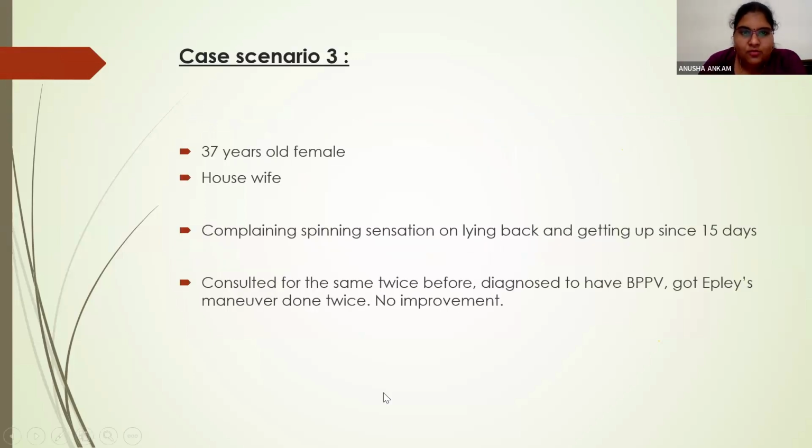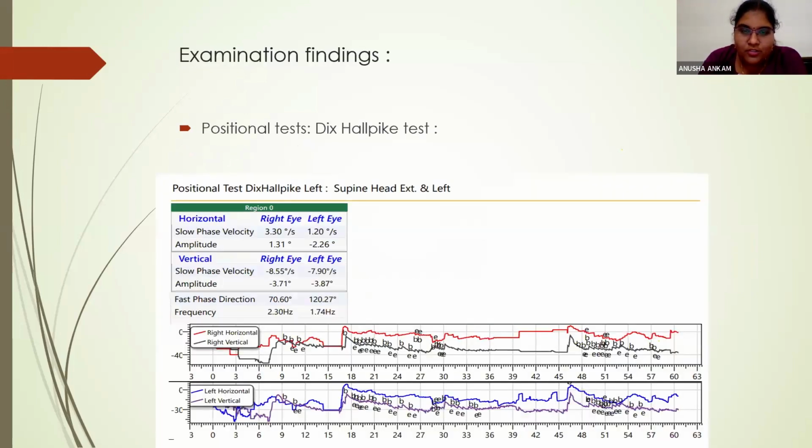Okay, sir. So here we have a 37-year-old female, a housewife, complaining of a spinning sensation on lying back and getting up, since 15 days. So this is also typically positional vertigo. She consulted for the same twice before, was diagnosed with BPPV, and got Epley's maneuver done twice, but there was no improvement after that. So she came to us, and the positive finding is the positional test, Dix-Hallpike test on the left.